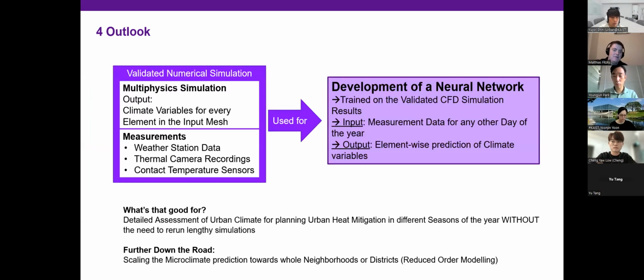And that is where we have the idea right now to develop a neural network, which is trained on various CFD simulations. And the CFD simulations are always validated with a certain set of measurements: weather station data, thermal camera recordings or contact temperature sensors, and also Landsat satellite images. So we have a certain set of measurements fitting to a certain simulation. We want to train a neural network which takes the measurement data as input and has as output the climate variables for any element in our modeled area. With that, we can then predict certain climate scenarios without rerunning anything. And then further down the road, we want to extend this towards other neighborhoods or districts with so-called reduced order modeling.